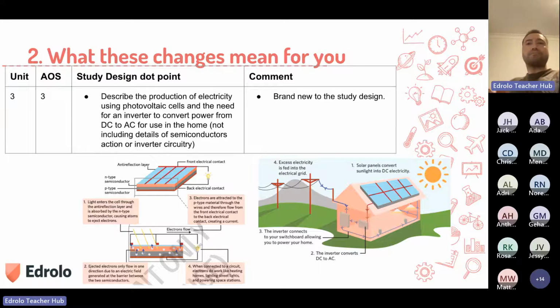All right, so let's start with the biggest one, which is photovoltaic cells. The study design dot point is to describe the production of electricity using photovoltaic cells and the need for an inverter to convert power from DC to AC for use in the home, not including details of semiconductor action or inverter circuitry. So the main thing there being it's describe. So they're not going to be asked to do calculations, electricity calculations. And when you're describing the production of electricity, it's a bit vague. You can't go fully into semiconductors.